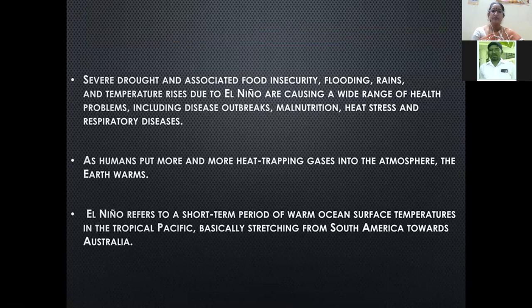Or either it may rain heavily. If it rains heavily because of these two effects, then what happens? It leads to flooding. And these rains and flooding will also create problems in another way. Famine in one way and flooding in another way. And the temperature rises due to El Nino. So flooding, rains, food insecurity and severe drought, all these are the main problems brought by El Nino.